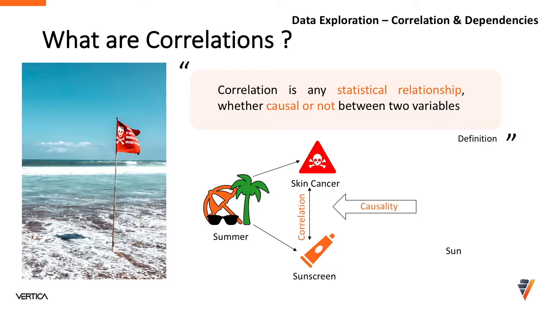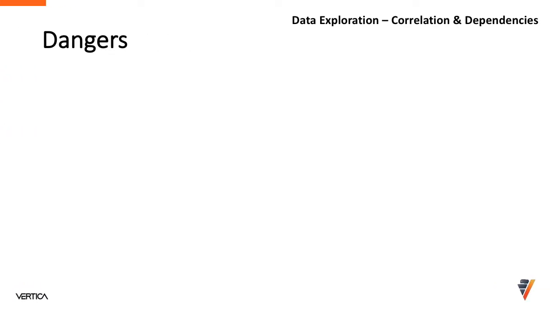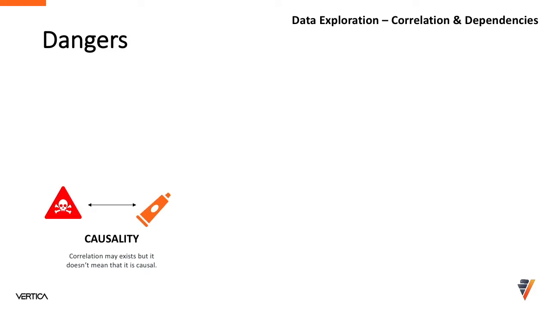In general, we have to be very careful when we make assumptions. Correlations are very dangerous for many reasons. The first one is causality. As explained just before, we can quickly make false assumptions and consider the wrong cause.